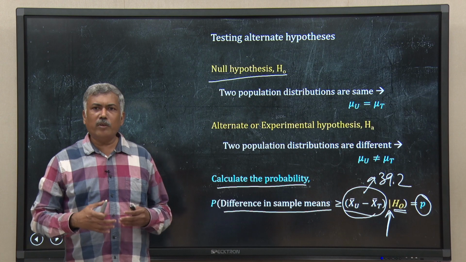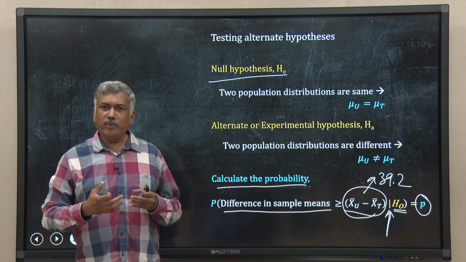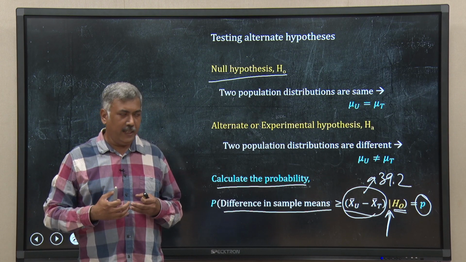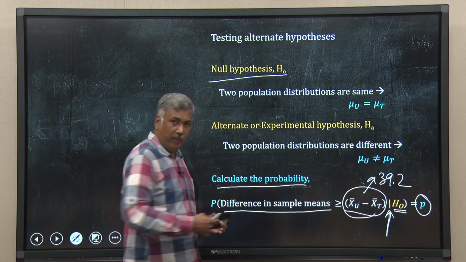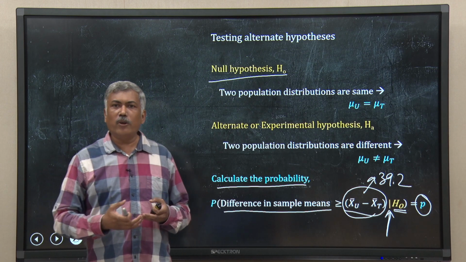Now, when we are talking about calculating a probability, we require some sort of probability distribution, right. And here we are calculating the probability of difference in sample means. So, the variable is a continuous variable.